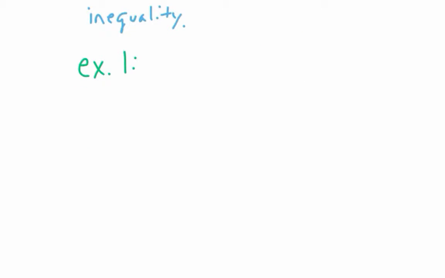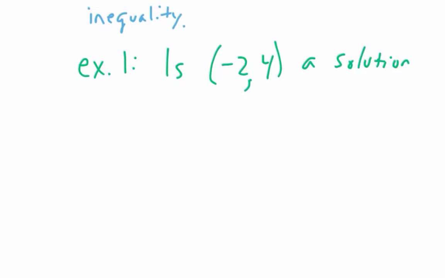So example 1 is negative 2, 4. Is the point negative 2, comma 4 a solution to y is less than 2x plus 1? What we're working towards is eventually figuring out if something is a solution to multiple inequalities.